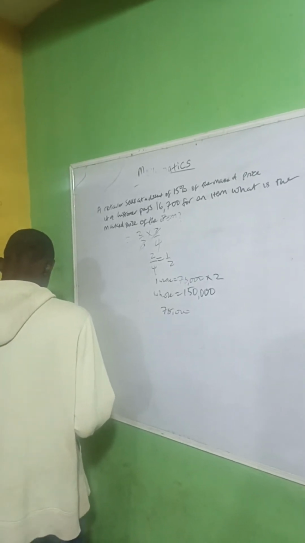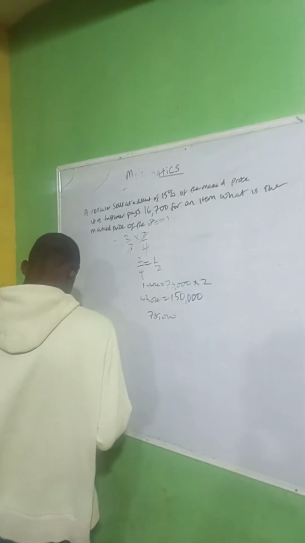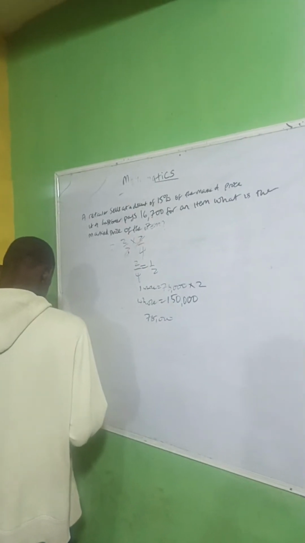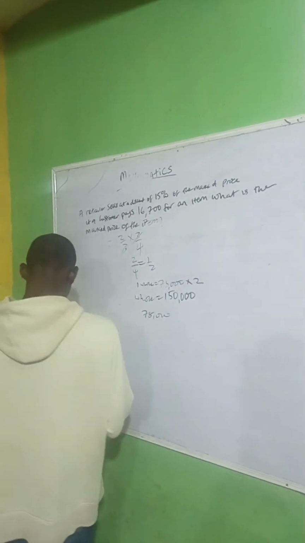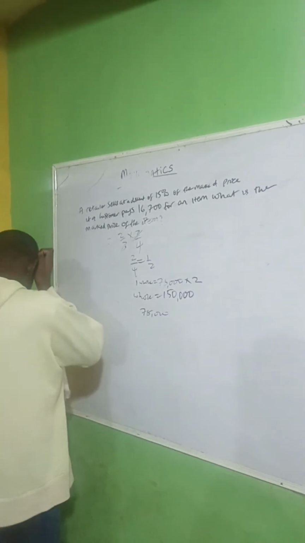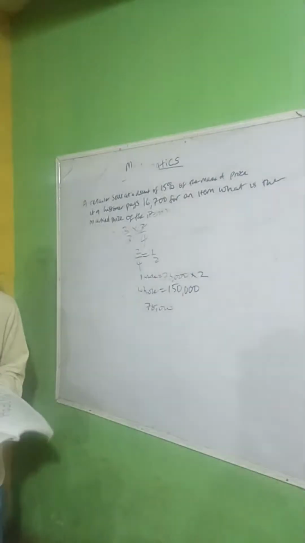A equals 3,200. Right now, B equals 2,400. So now, for the person that doesn't understand.